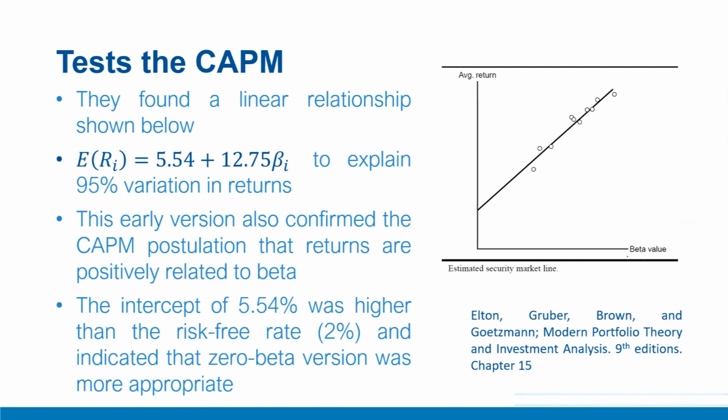Next, they plotted this relationship between beta value and average return, and they conducted a regression, and they indeed found a linear relationship between expected return and beta, which explained almost 95% of the variation in returns. That is, 95% of the variation in returns is explained by beta. So in a sense, this test confirms the CAPM postulation that returns are positively and linearly related to beta. Also, they found an intercept of 5.54%, which was higher than the prevailing risk-free rate of around 2%, which indicated that some kind of zero beta version was more appropriate.